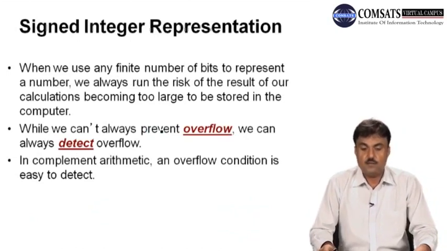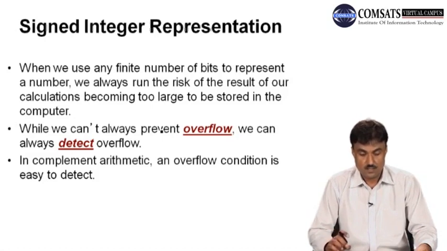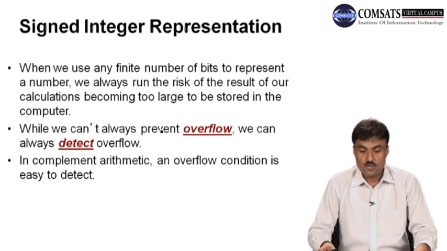When we use any finite number of bits to represent a number, we always run the risk of the result of our calculations becoming too large to be stored in the computer. This is called an overflow situation. While we can't always prevent overflow, we can always detect it, because if we get a carry, then we can detect the overflow. But we cannot simply discard it, because some values can be larger than the permitted length of bits or storage size, such as 1 byte. So in complement arithmetic, an overflow condition is easy to detect.